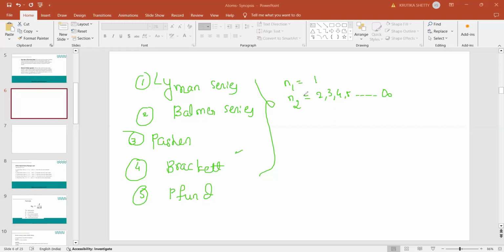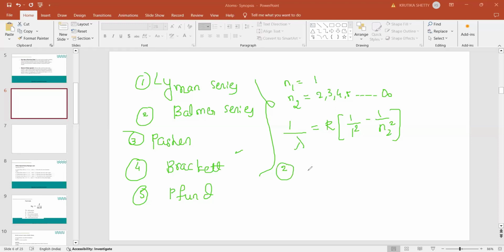n2 is the higher orbit and n1 is the lower orbit. So when do we get the Lyman series? When the electron takes a jump from a higher orbit, whether second, third, fourth, fifth, up to infinity, to the first orbit, we get the Lyman series. If you write the formula for lambda, it is 1 by lambda is equal to R into bracket 1 upon 1 square minus 1 upon n2 square. This is for the Lyman series.